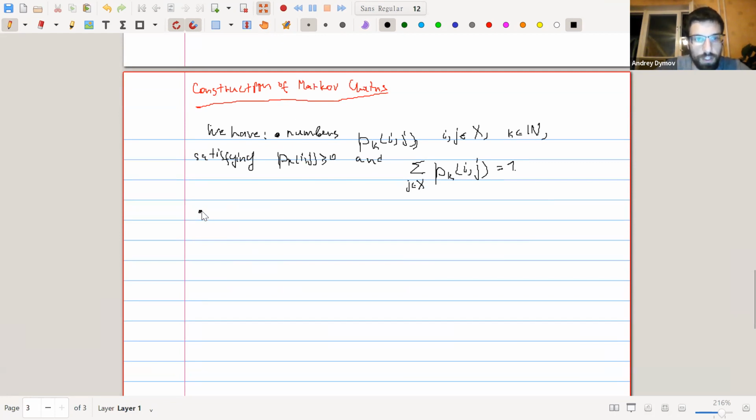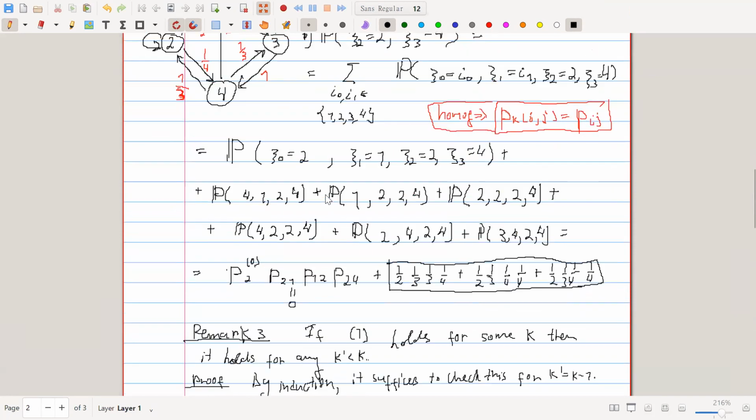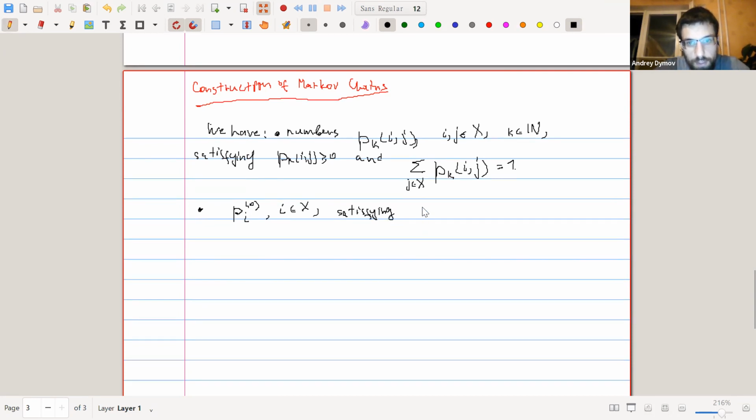Is it sufficient to construct the Markov chain, actually? Not really, because to construct the Markov chain, we also should have the initial distribution, right? To compute the probabilities, we should have the initial distribution. So we also should be given the initial distribution: numbers p_0(i), i from X, satisfying that their sum is one, and they are also non-negative.